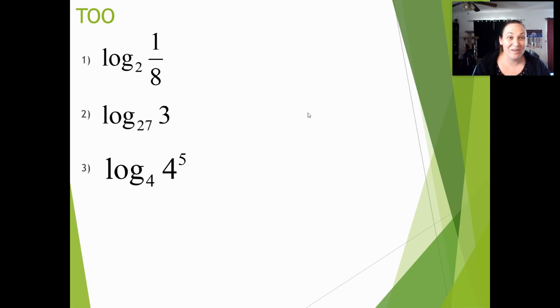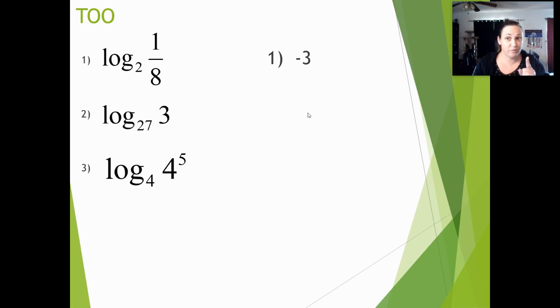How'd you do? Let's check. So on the first one, if we did this mentally in our head, we say 2 to what power turns into 1 over 8? And the answer is 2 to the negative third. The negative will make it a fraction, and then 2 to the third is 8. Now, if you couldn't do that in your head, that's okay. Set it equal to x, do the wheel, and then do the work that we learned earlier this week. That's why we learned it.